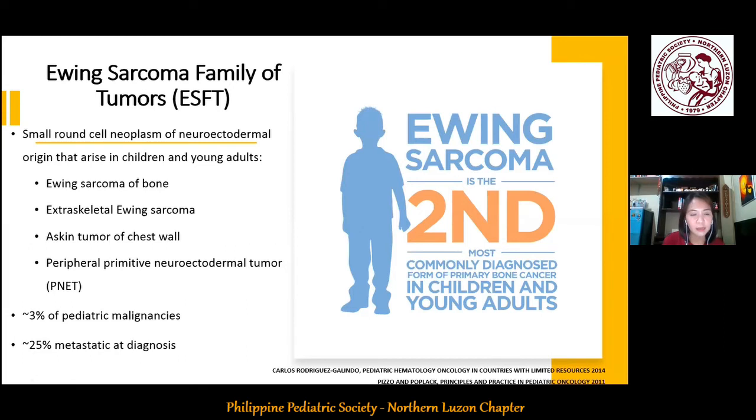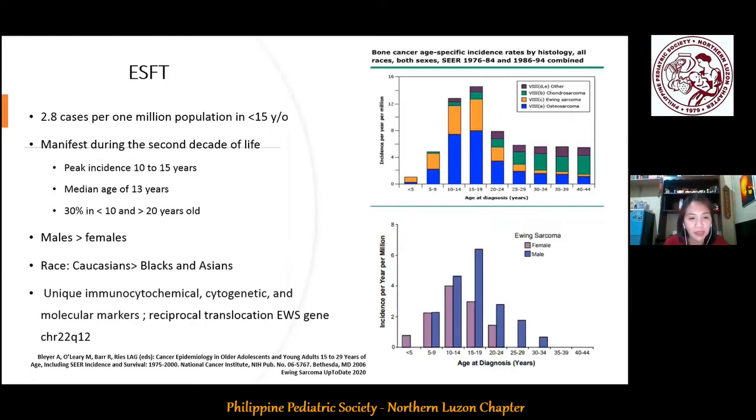So your ESFT represents 3% of all pediatric malignancies, and in 25% of cases, they are already metastatic. So your Ewing sarcoma is the second most common bone tumor in children and young adults. The estimated incidence among white children younger than 15 years is 2.8 cases per 1 million. It manifests during the second decade of life with peak incidence at 10 to 15 years, median age of 13 years, and in 30% of cases in those less than 10 and more than 20 years old. It is most common in males. It is more common in Caucasians than Blacks and Asians.